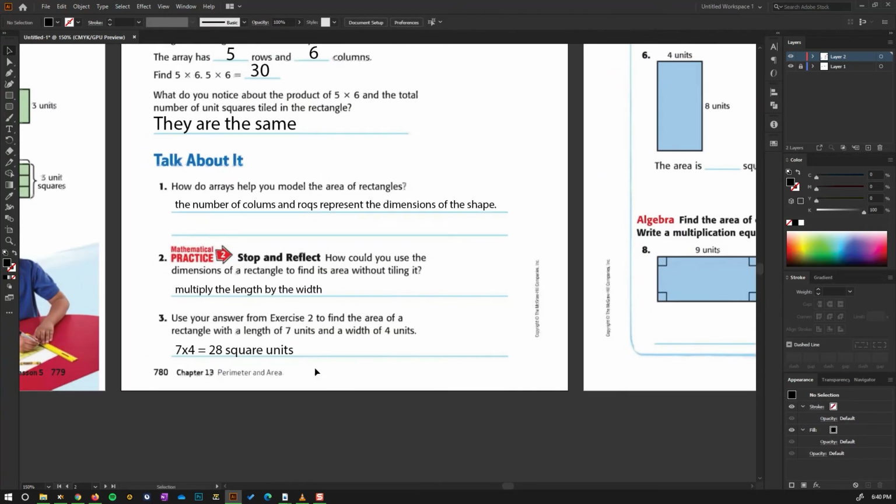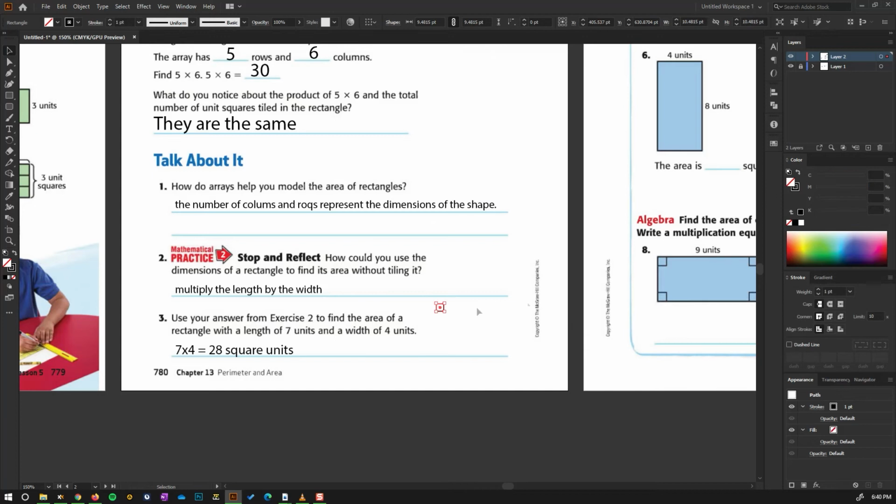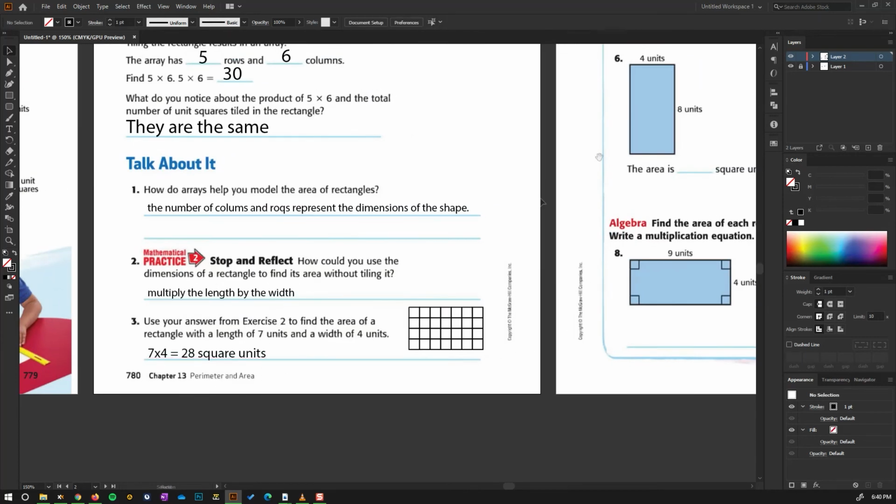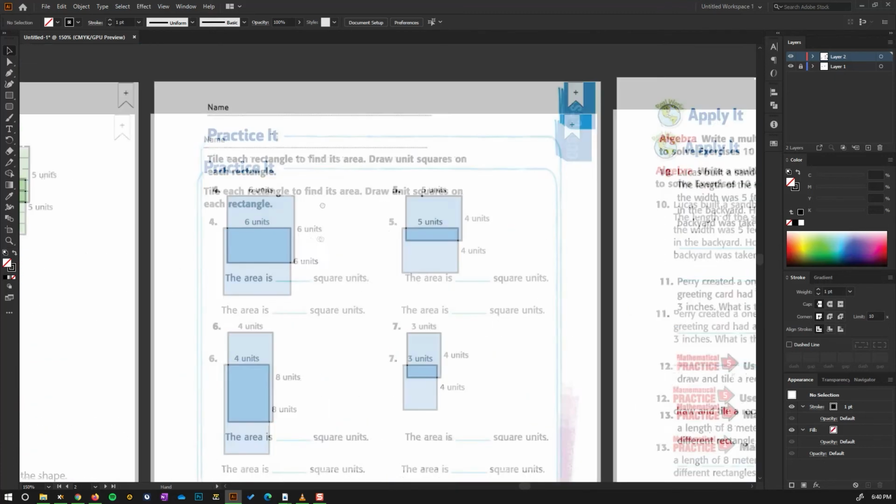And we can check our work by making that array. So we're going to have 1, 2, 3, 4, 5, 2, 4, 6, 7. 7 by 4. And we count those, and we would get 28 squares. That means 7 times 4 is 28 square units.